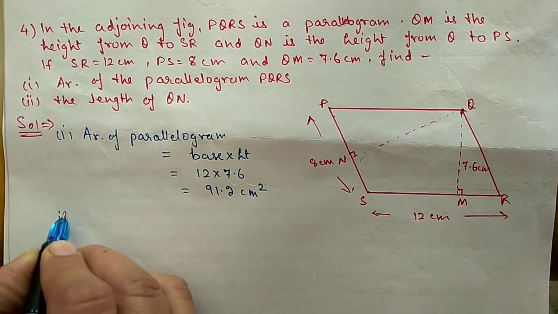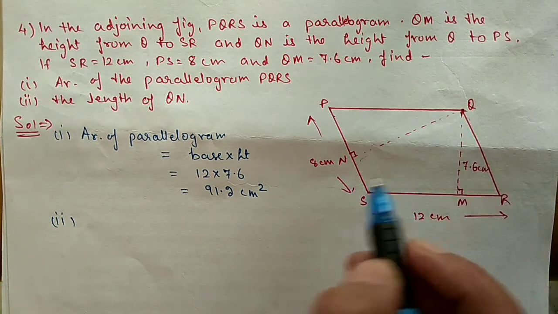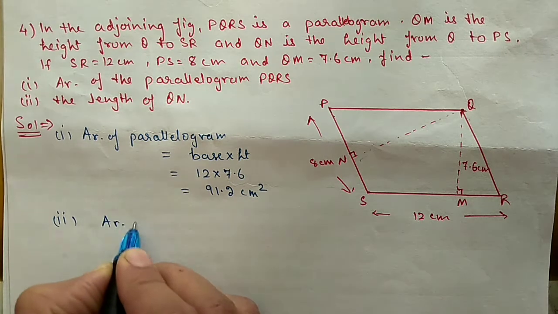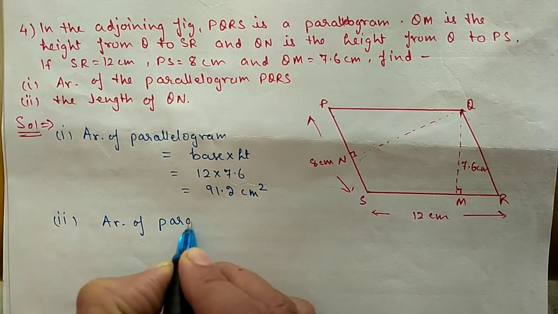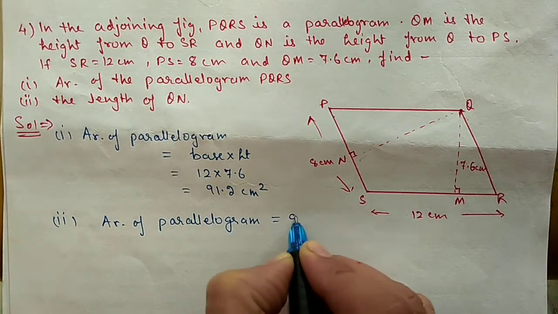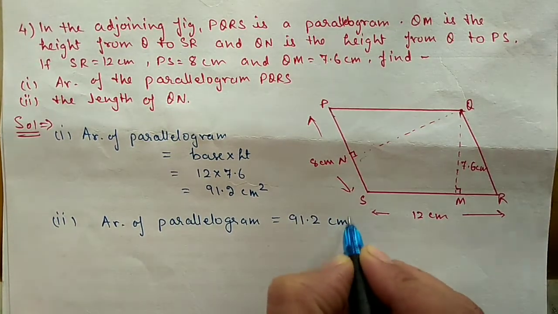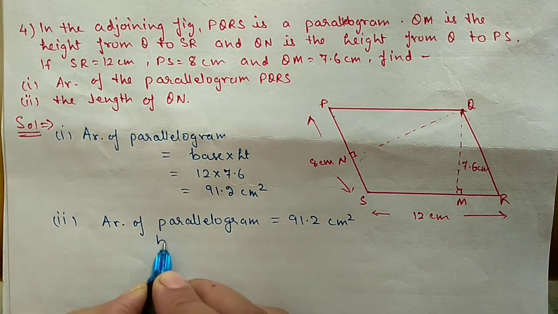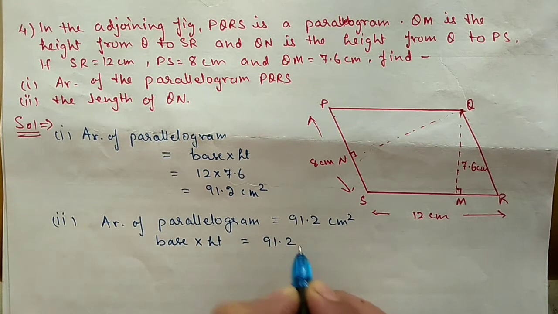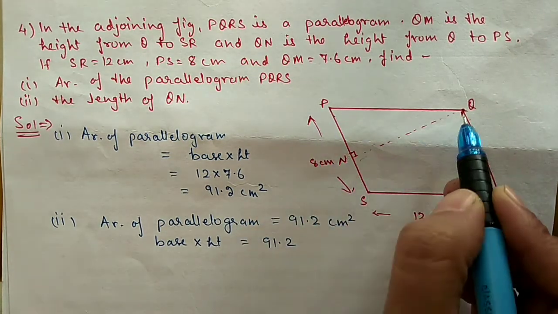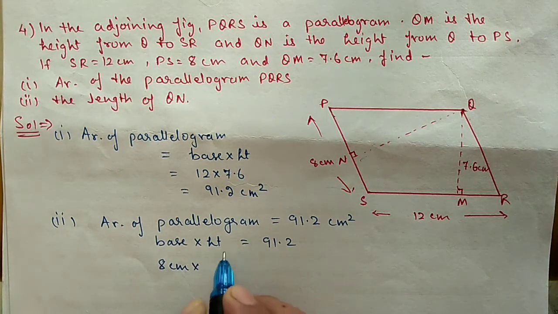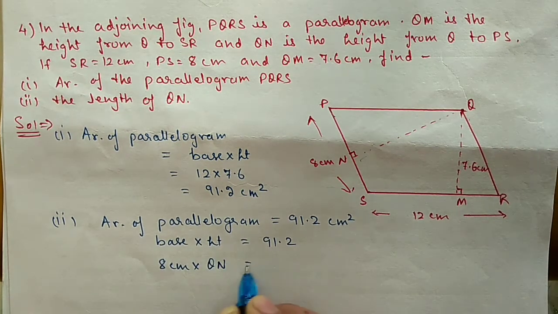Now second part, we have to find out this height. So to find out this height, we will use the same formula, area of parallelogram. Already we have calculated, it is 91.2 centimeter square. Now we will use the same formula again, base into height. But this time we will take the base as this one and the height as this. So the base is 8 centimeter and the height we have to find out, QN.